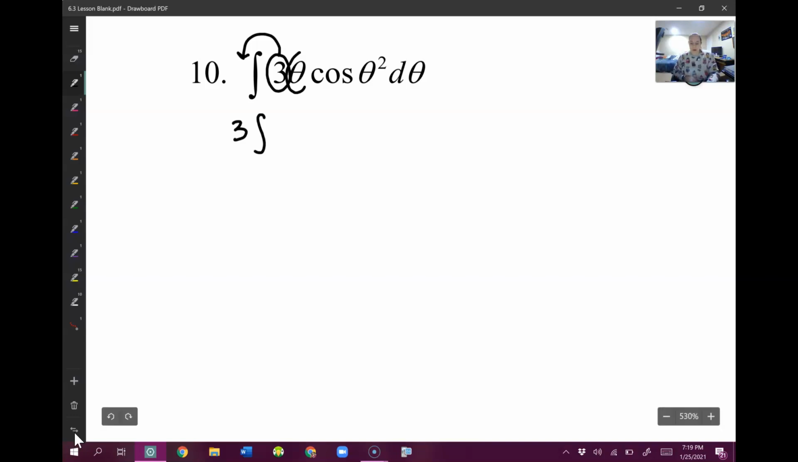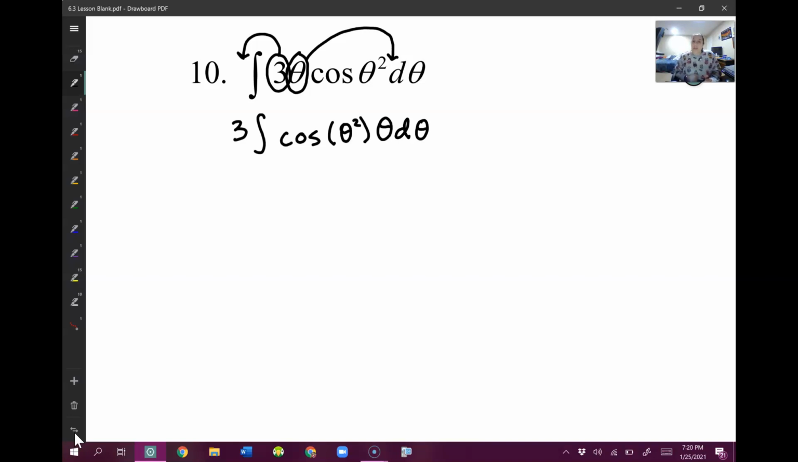So what I'm going to do is move this theta to be by the d theta. So I'm going to put the cosine first, and I'm going to add parentheses around that theta squared so we see it a little better. And then do the theta d theta. That's going to help you see your du a little bit better.